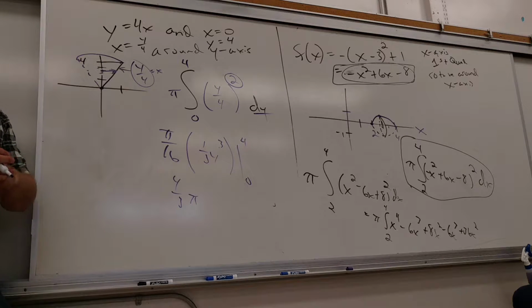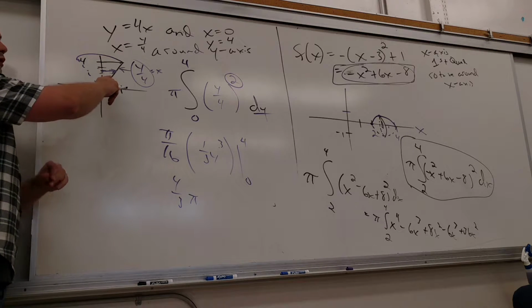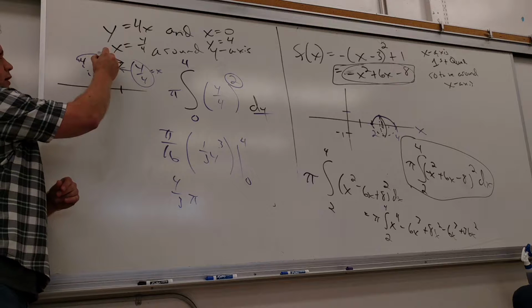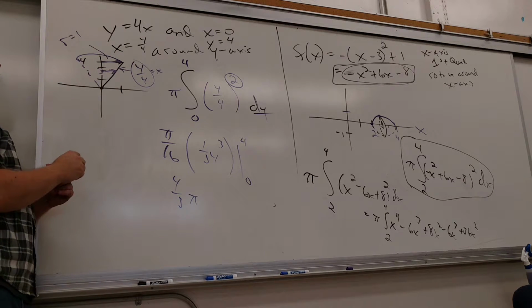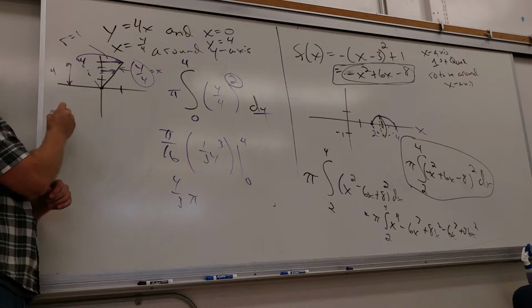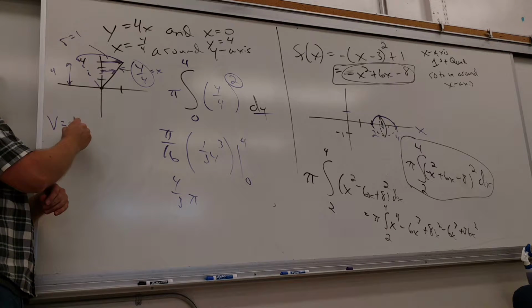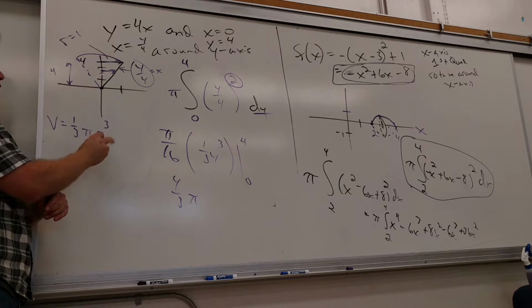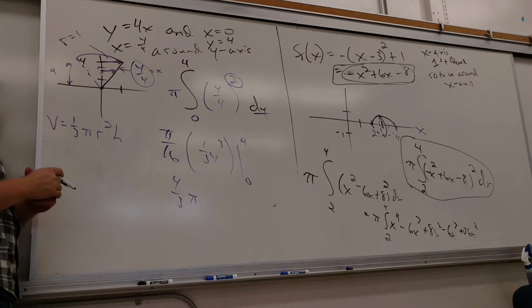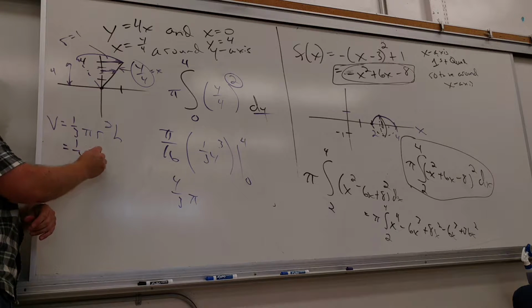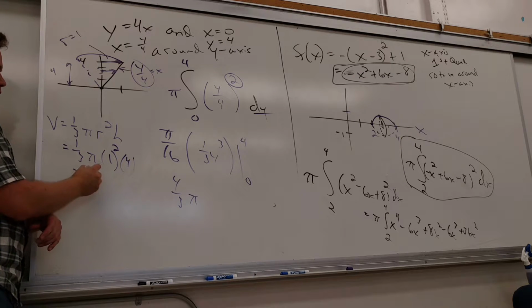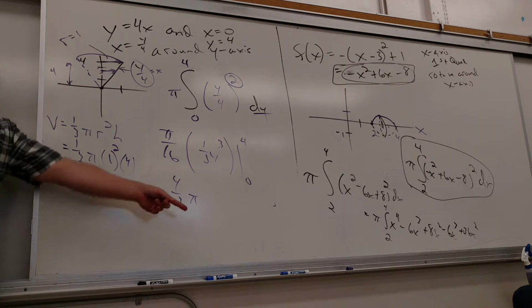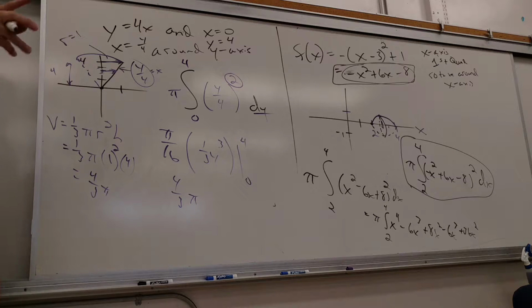Alright, how can I get a feel for if this is right or not? What shape did we actually just create? A cone. And what's the radius at the top? 1. And how tall is it? 4. So the volume of a cone is 1/3 pi r squared h. So it's 1/3 pi, radius is 1, and the height is 4. I get 4 thirds pi. Of course I do. So this is good.